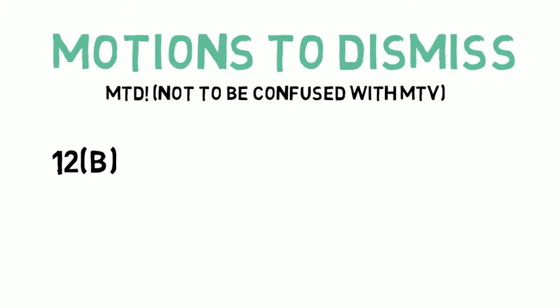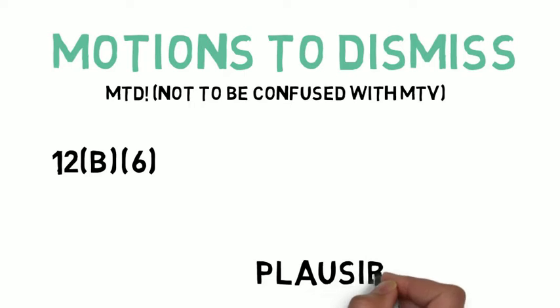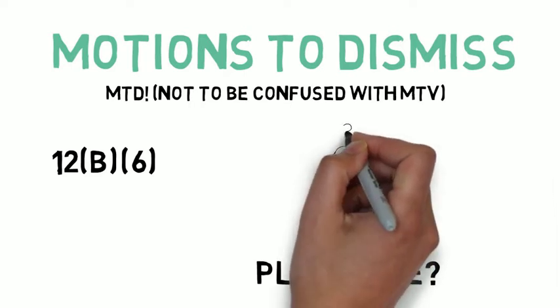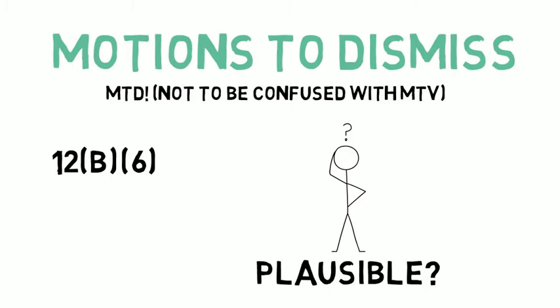There are multiple reasons to bring a motion under 12(b), but the most common and confusing of these is failure to state a claim under Rule 12(b)(6). A 12(b)(6) motion means the defendant believes the plaintiff's complaint doesn't contain sufficient facts to make each of the claims plausible. So this leads to, what is plausibility?